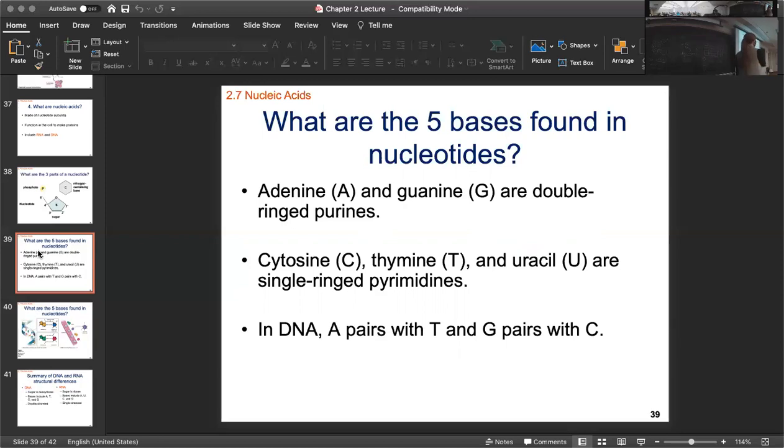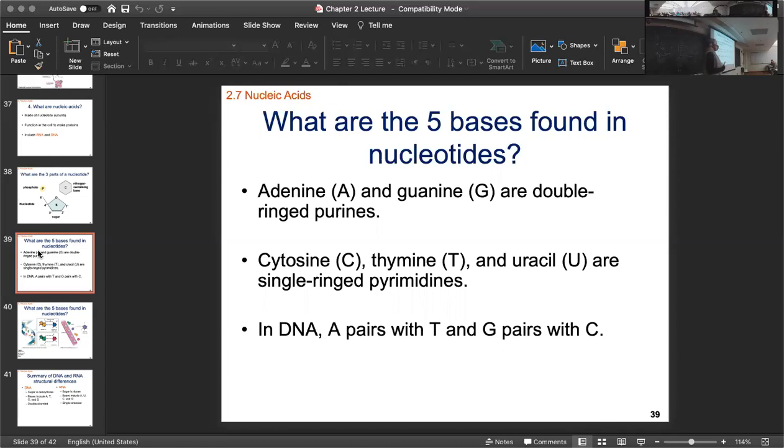The random assortment of A's and G's, C's and T's, and U, uracil, okay, are what pairs up to make the ladder of DNA. And we'll talk a lot about DNA in this class. So your A's and G's are double ring purines, and cytosine and thymine and uracil are single ring pyrimidines. You don't need to really know that as much.